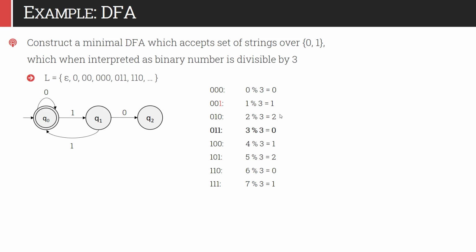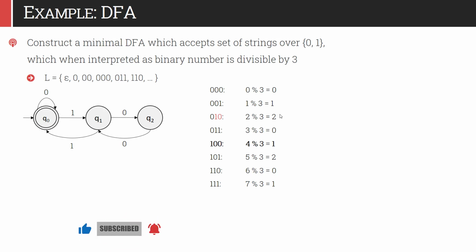Next number is 100. So from Q0, we are reading 1, so we are moving to Q1. From Q1, we read 0, so we are going to Q2. And if we read 0 from Q2, the number will become 4, whose remainder is 1. So we will go back into state Q1, because Q1 indicates remainder 1, Q2 indicates remainder 2 and Q0 indicates remainder 0. So the remainder would be 0 only when the number is divisible by 3. So that is also done.